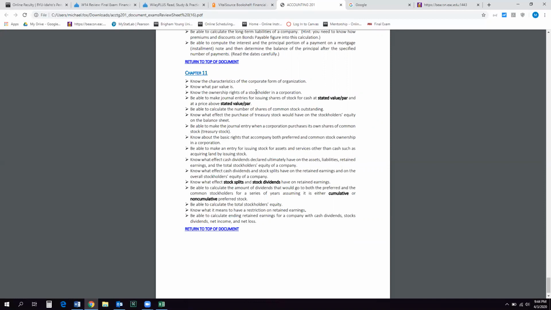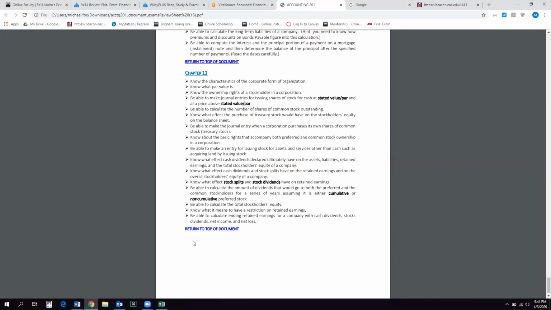So now the par value just is a stated amount of money that a share is worth, and that makes it complicated for the accountants, because the accountants have to track the par value of the stock plus any capital that was contributed in excess of the par value. Be able to make journal entries for issuing shares of stock for cash at a stated value or par value, and at a price above the stated par value.